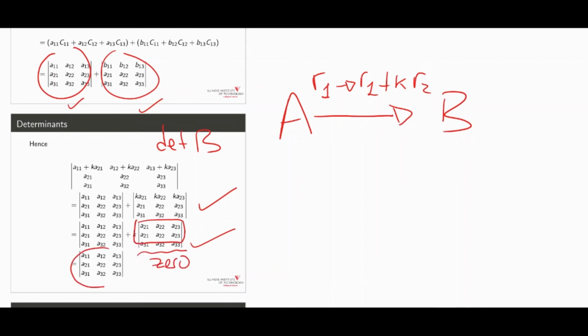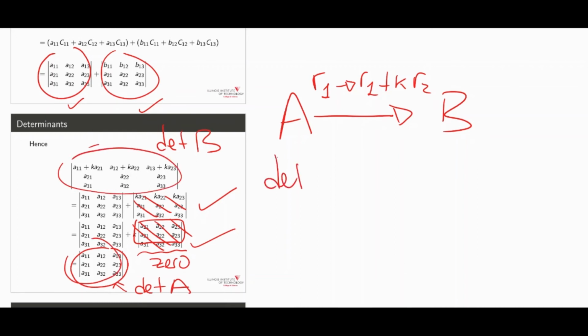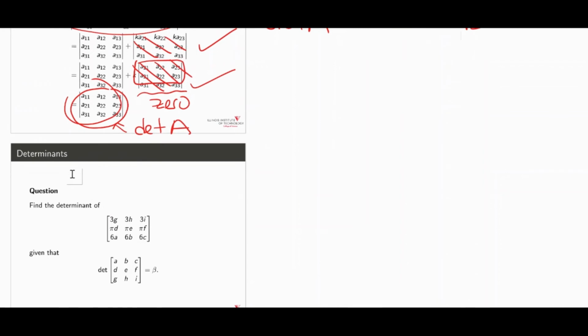So you get back to this one. This one here is just 0. Actually, this is also 0. So therefore, you will immediately see that this is nothing but determinant of A. So the determinant of B is actually the same as determinant of A. So if you do a row operation like that, the determinant will not change, right? So the determinant of A and the determinant of B will be the same. Okay, so this is another property for determinants, which is pretty cool.